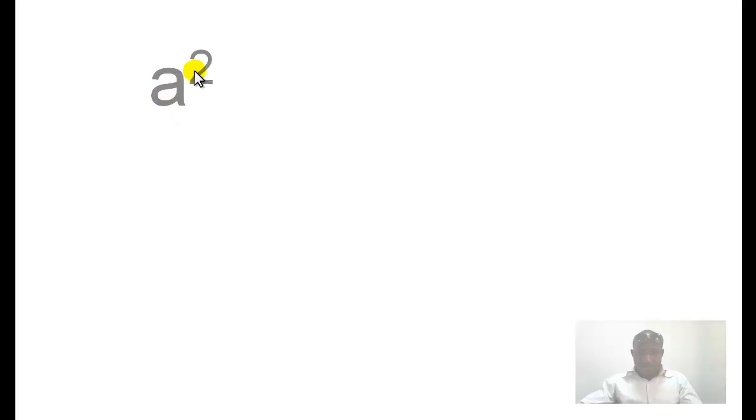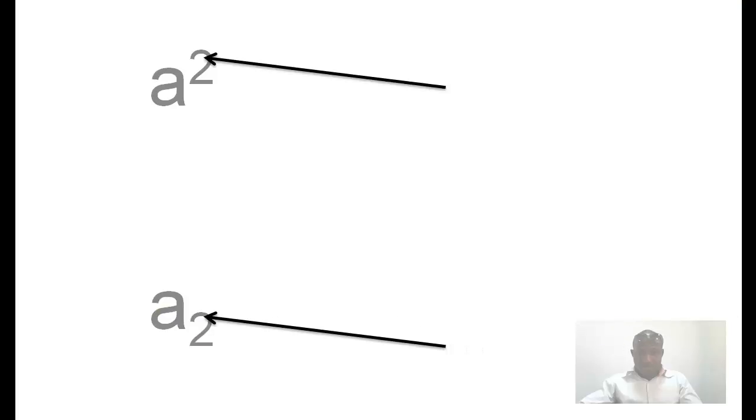a^2 is an example of an index number. In this case, 2 is a superscript, also called exponent or power. Similarly, a_2 is an index number, in which case 2 is a subscript. For the purpose of this tutorial, we will focus our attention on numbers of the form a raised to the power of 2.